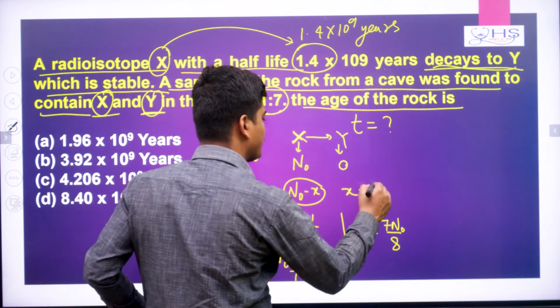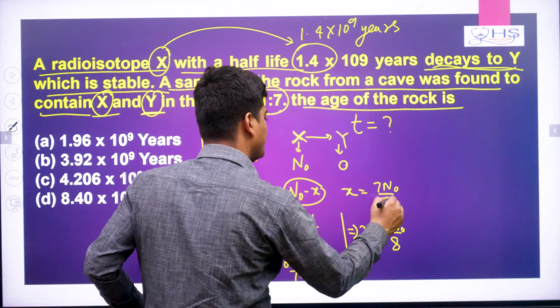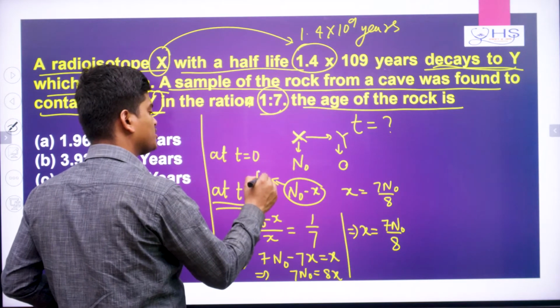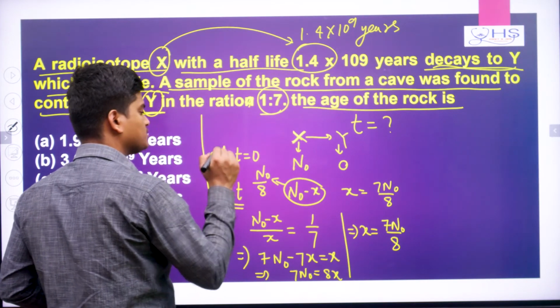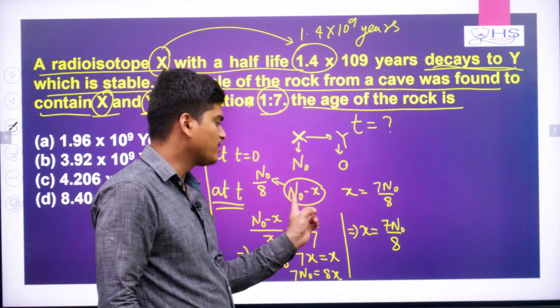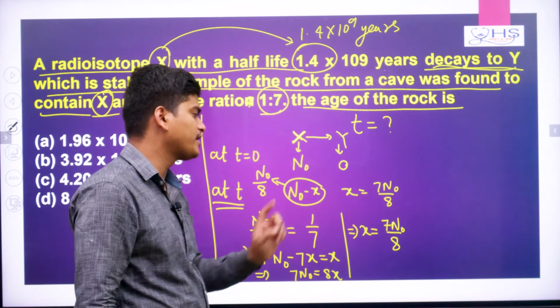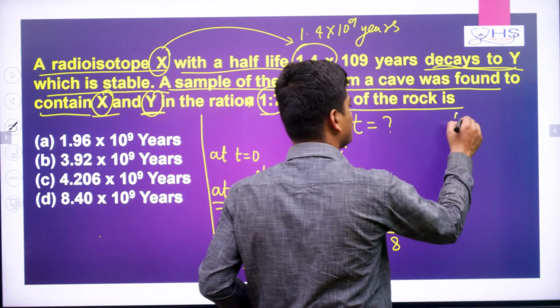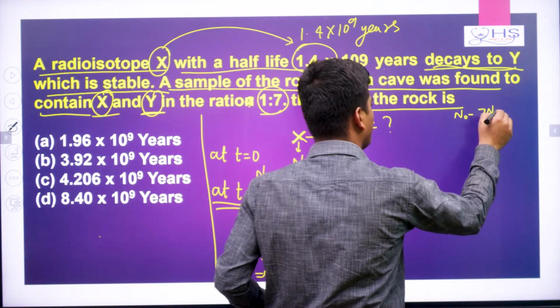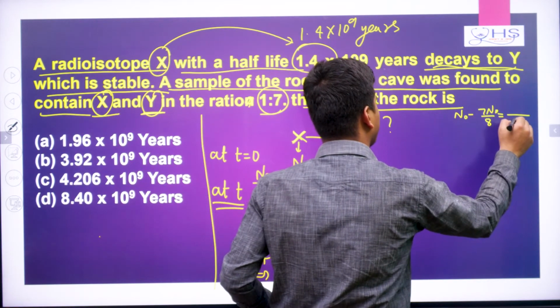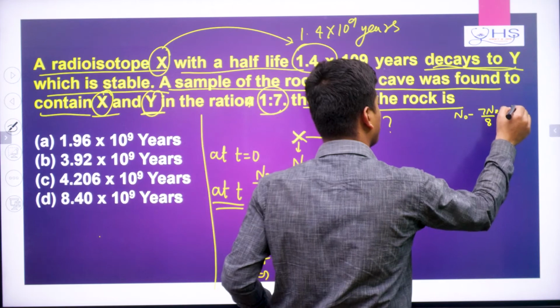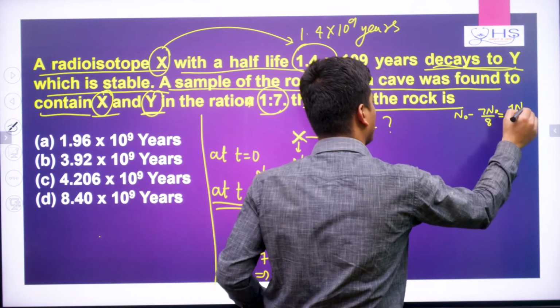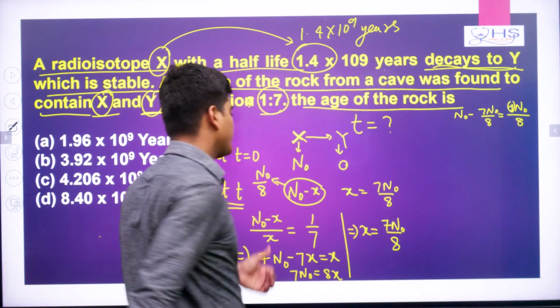So if x is 7 n naught by 8, then here I can tell my n naught minus x is nothing but n naught by 8. Why n naught by 8? Now the x value is 7 n naught by 8, so you can calculate n naught minus 7 n naught by 8. LCM take 8, it will give 1 n naught. So that means here it is n naught by 8.